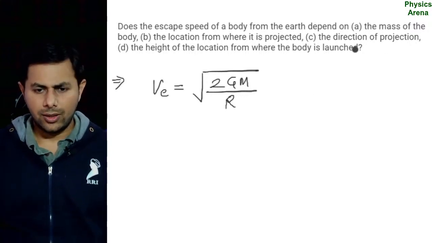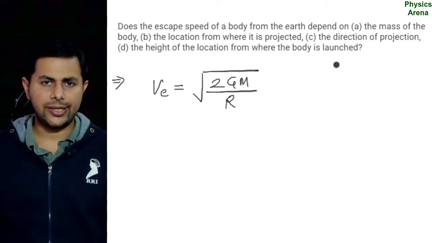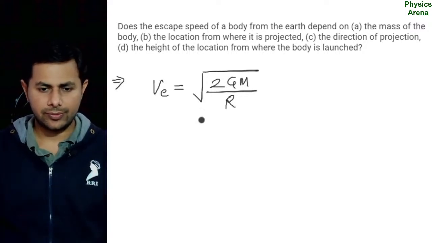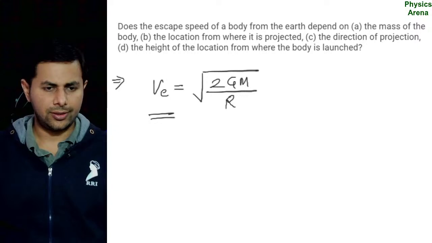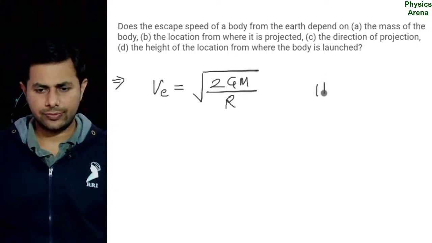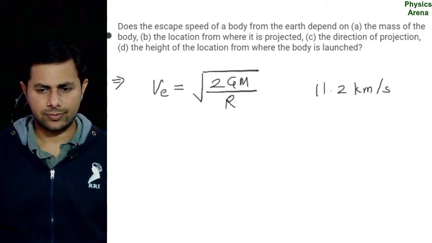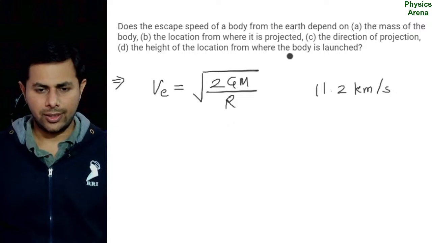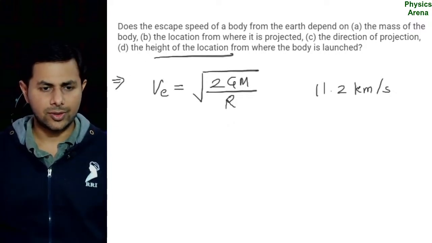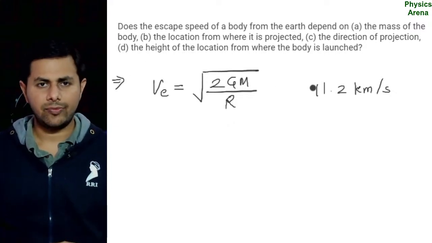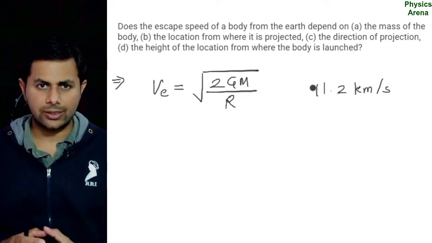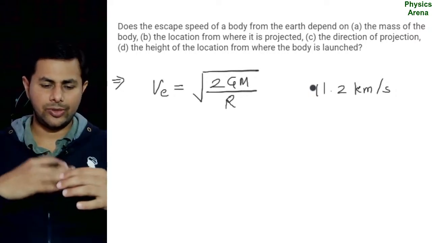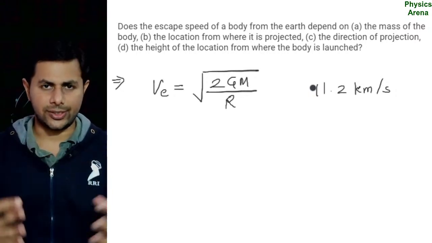Considering that earth is a uniform sphere, the escape speed is, I guess, 11.2 kilometers per second. This is the escape speed of a body from earth's surface. But does it depend on height? Of course it depends on height, because the acceleration due to gravity changes as we change the height of the body above the earth's surface.